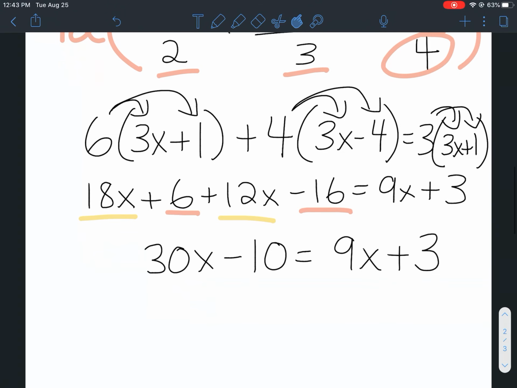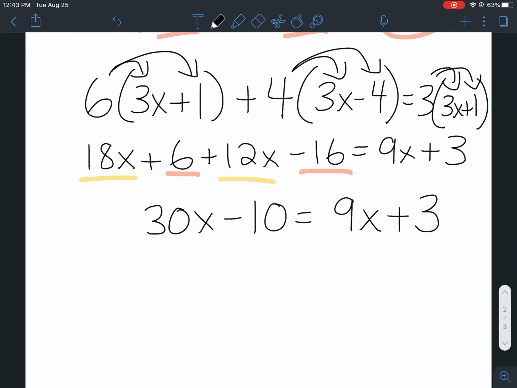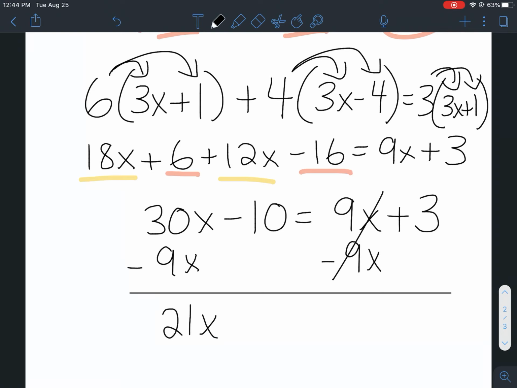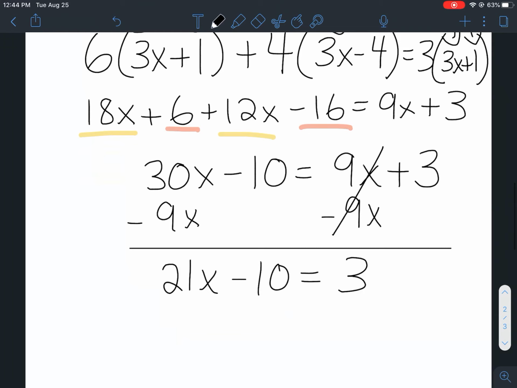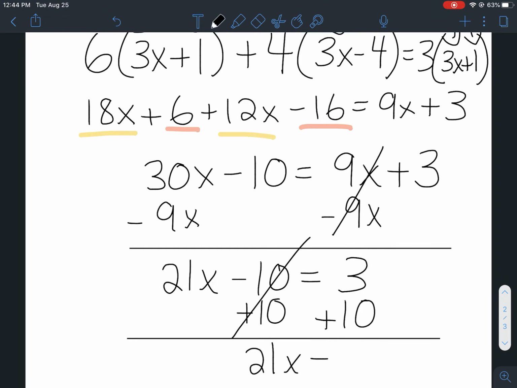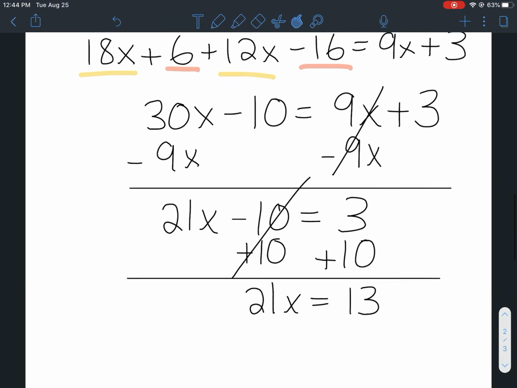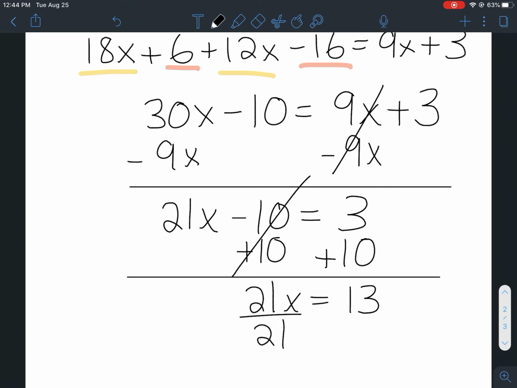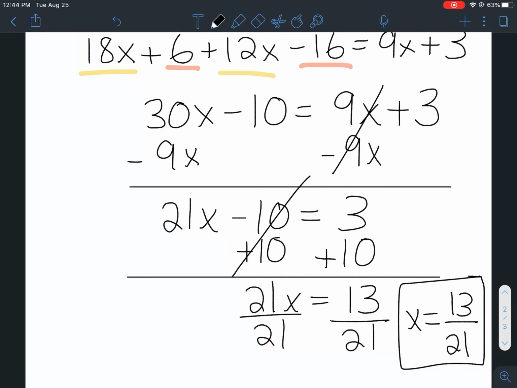And now we have a problem similar to a lot of the ones we've done in class. Subtract 9x to both sides to move all the x's to one side. And then we're going to add our 10 over. And final step, divide by 21 to both sides. And 13 over 21 does not reduce, so therefore that is our answer.